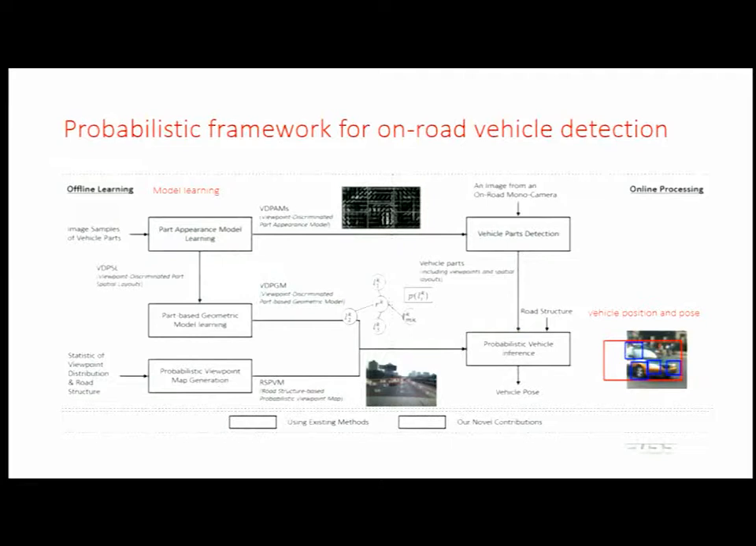This is basically composed of 2 parts, offline learning and online processing. Offline learning is basically model learning, and online processing is the testing and output of vehicle position and pose. In the offline learning, we add 2 features, part-based geometric model learning and probabilistic viewpoint map generation, into the original deformable part model.